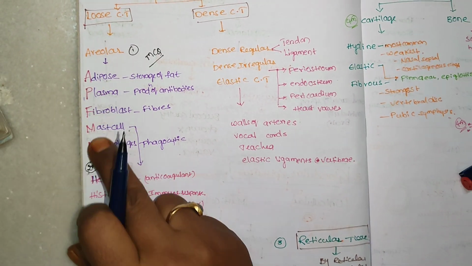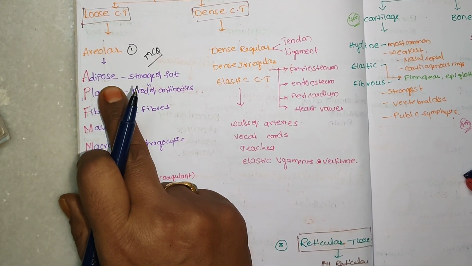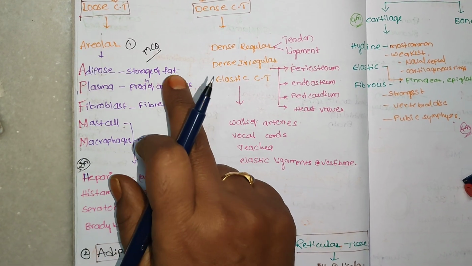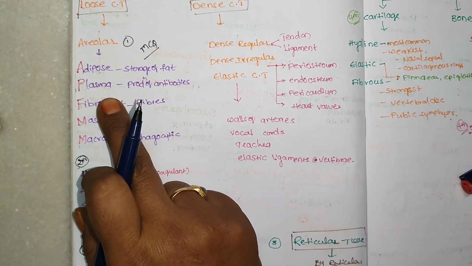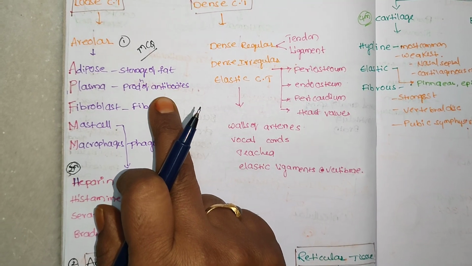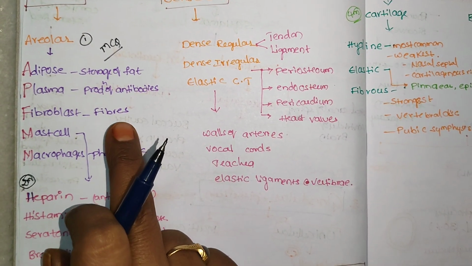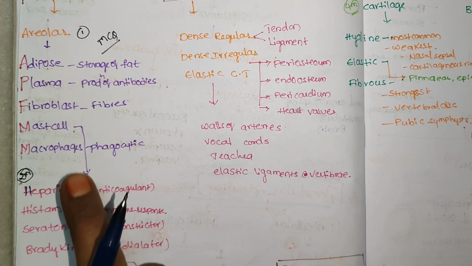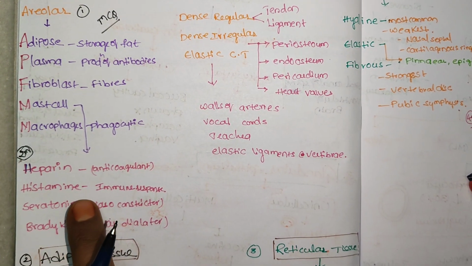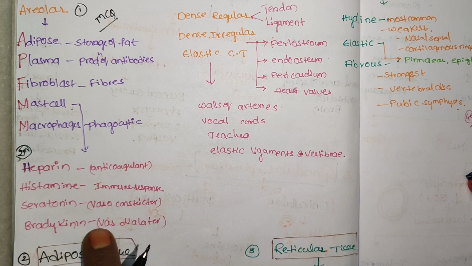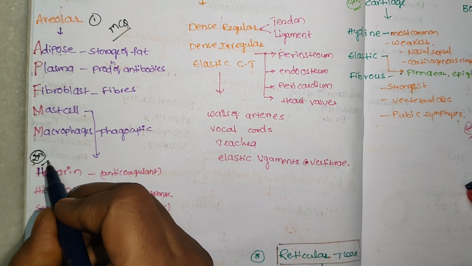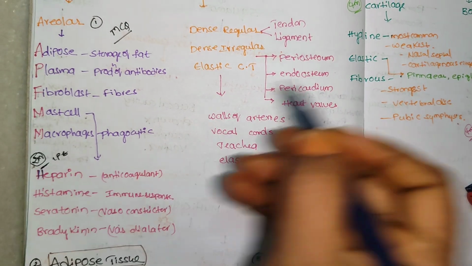So here APFM: A means adipose cells, for storage of fat; P, plasma cells, for production of antibodies for the immune system; F, fibroblast cells, to produce fibers; M, mast cell, whose secretions are heparin, histamine, serotonin, bradykinin. So this is the 2 marks bit in the IPE.